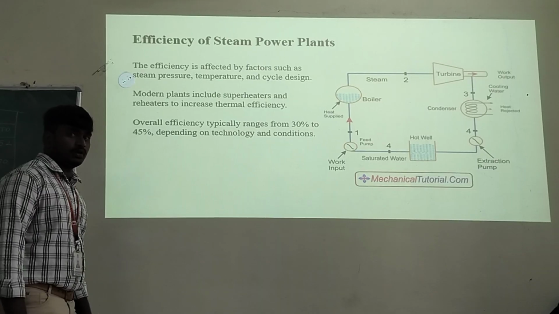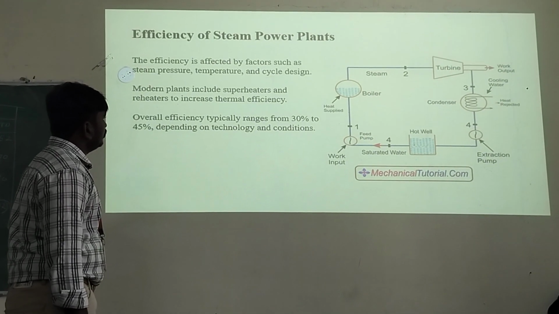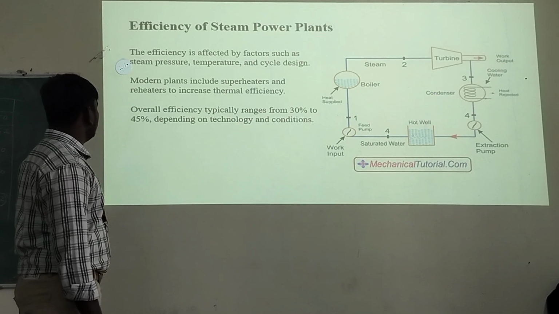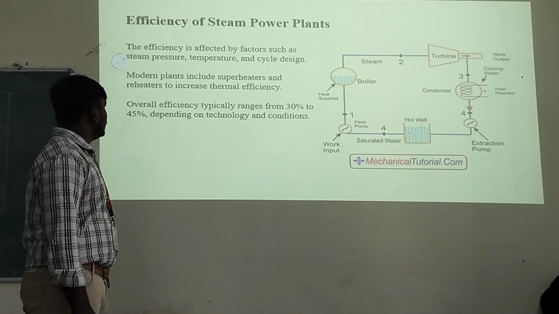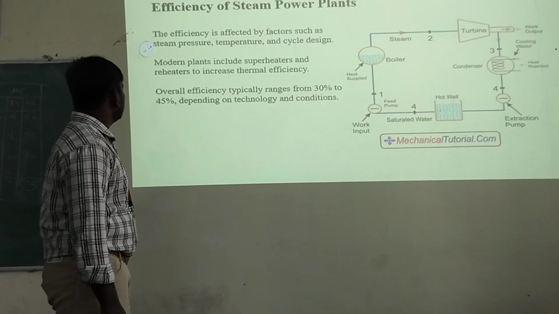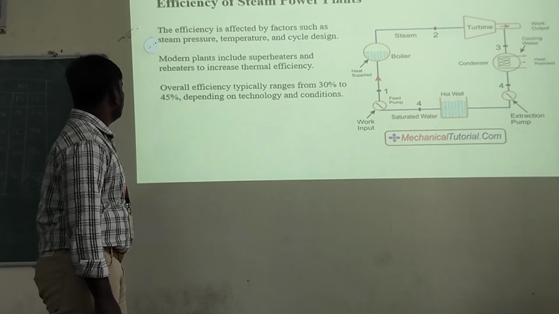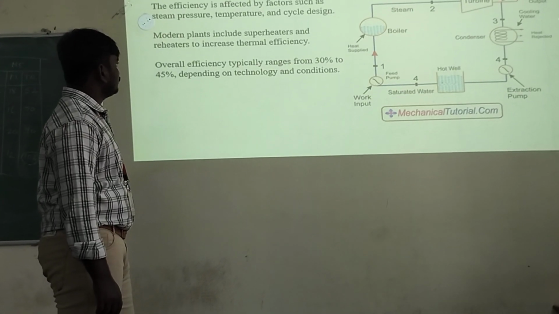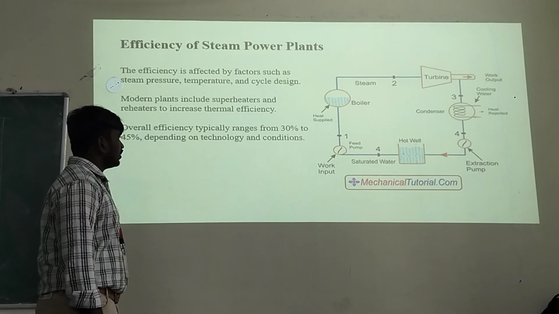Efficiency of steam power plant. The efficiency is affected by factors such as steam pressure, temperature and cycle design. Modern plants include superheaters and reheaters to increase thermal efficiency. Overall efficiency typically ranges from 30% to 45% depending on technology and conditions.